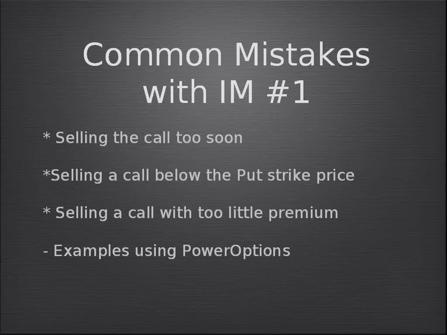Well, that's a problem. You end up increasing your risk on the upside in the direction you thought the stock was going to move. So the common mistake with income method number one is selling the call too soon. You don't want to do that. You want to wait for the stock to move up in price, and you never want to sell a call below the put strike price, especially if it's your first income method.